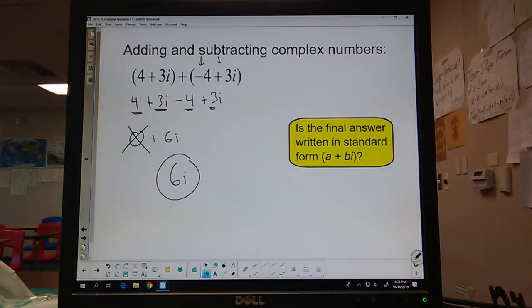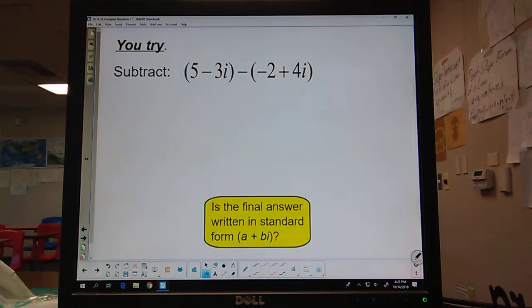It's 6i. When you subtract, the same idea. Okay, you're going to have 5 minus 3i, but the negative is going to change the signs, okay? You're subtracting negative 2, so you have positive 2. You're subtracting positive 4i, so you have negative 4i. Combined like terms, you got 5 plus 2 is 7. Negative 3i minus 4i is negative 7i.